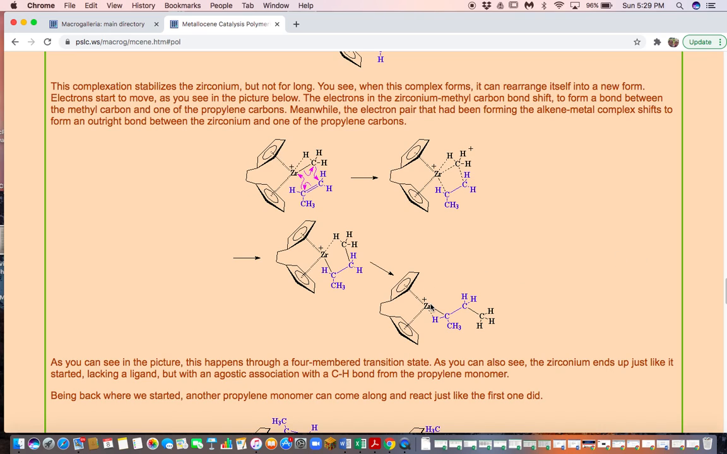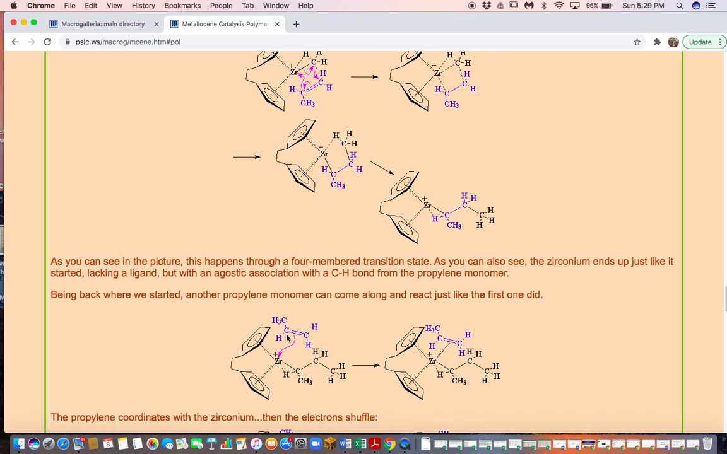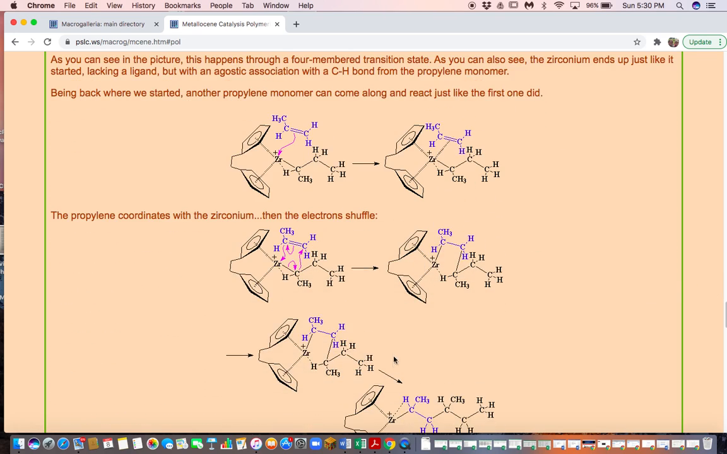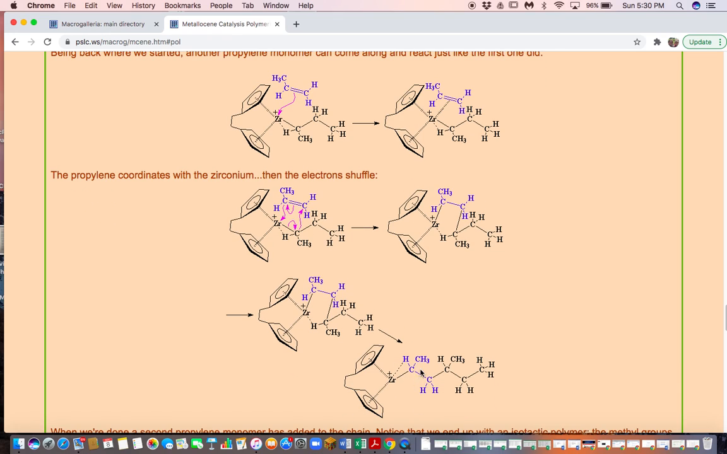And now, this is ready for another monomer to come in. Here's another molecule of propylene, right? So it's going to do the same thing. This carbon-carbon double bond will break and form a bond with zirconium. Zirconium will break its bond with this carbon, and after the electrons shuffle around, you have another monomer incorporated into your chain.